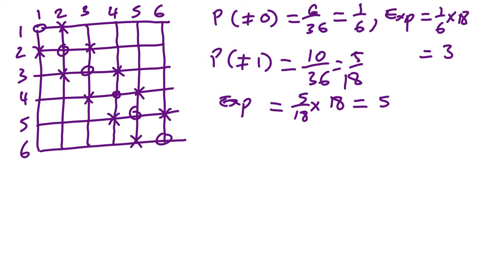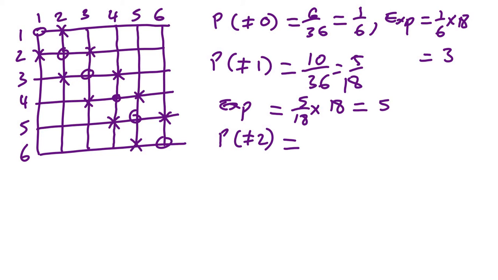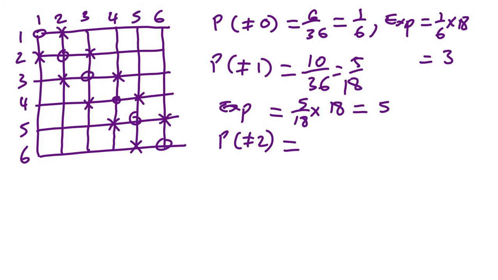So the next one. The probability of a difference of 2 is this. I'm going to use a different color because otherwise you'll be confused. So 1 and 3. The difference of 2 is 1 and 3. So 1 and 3.